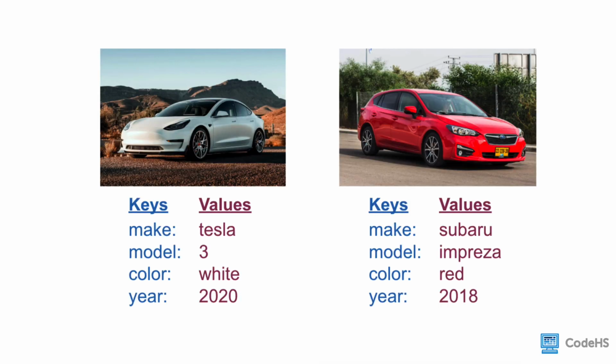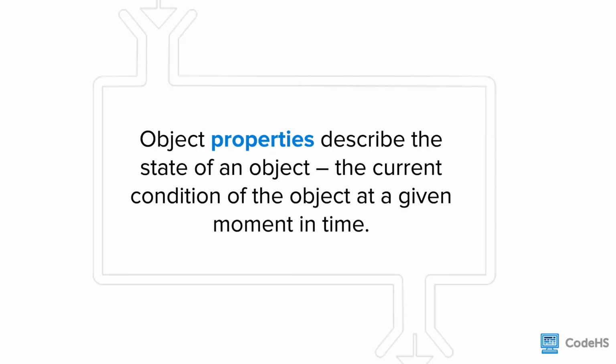Now, if you think about it, almost all information can be organized in key value pairs. Take a look at these 2 car objects. They are individual entities with unique information or properties stored in key value pairs. In programming, we call key value pairs like these the properties of an object. For example, saying the car's color property is white is the same thing as saying the value associated with the car's color key is white. Object properties describe the state of an object, the current condition of the object at a given moment in time.